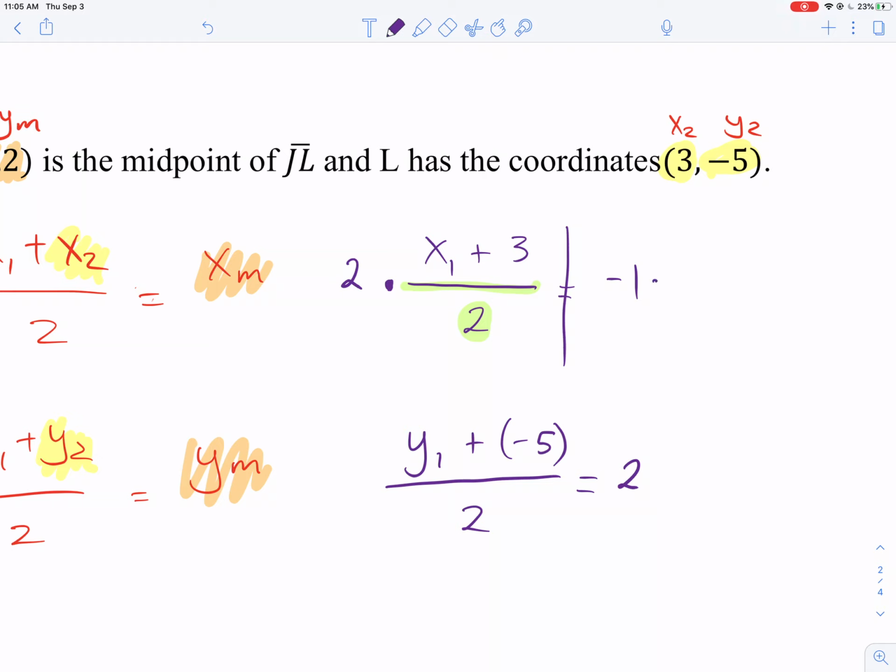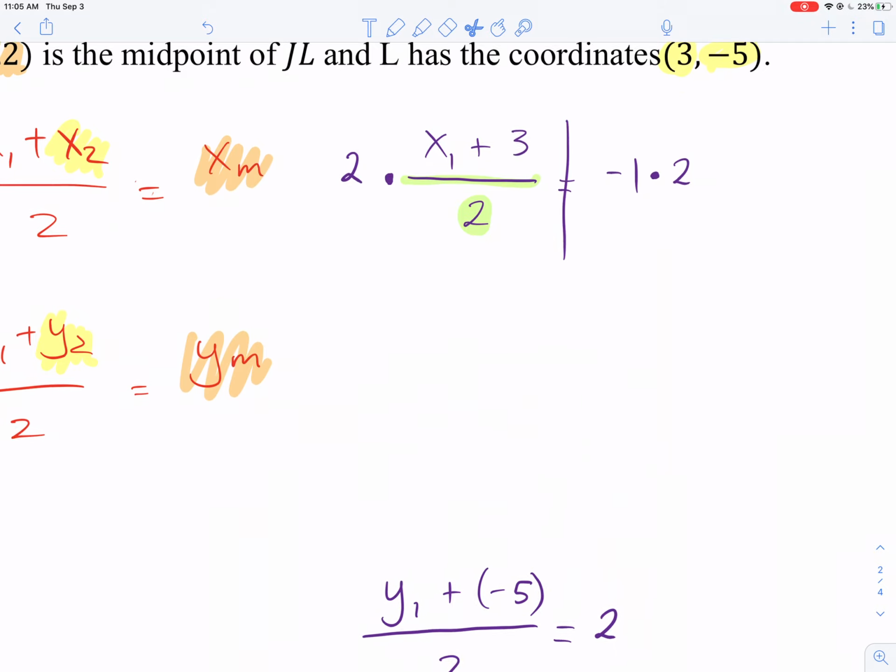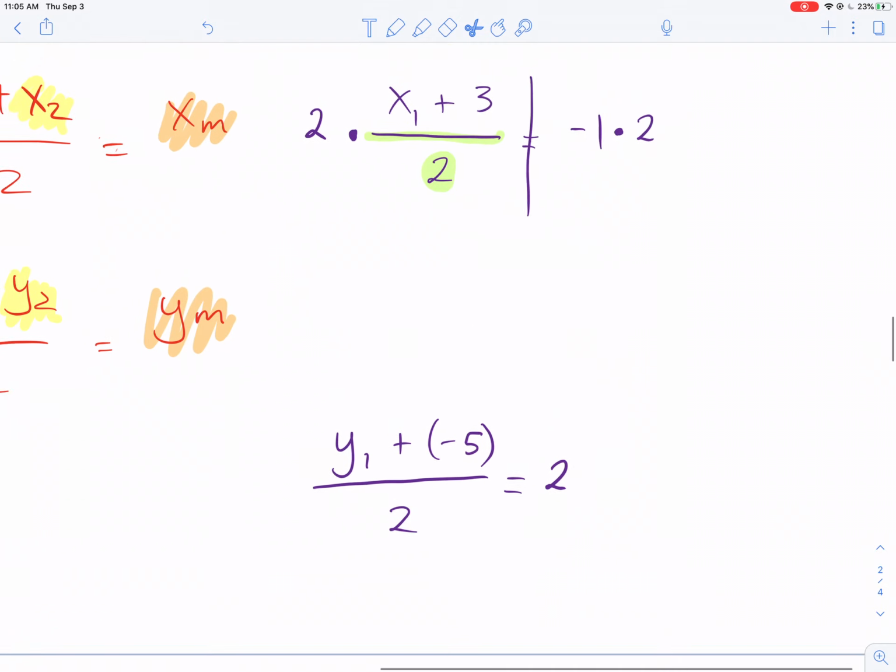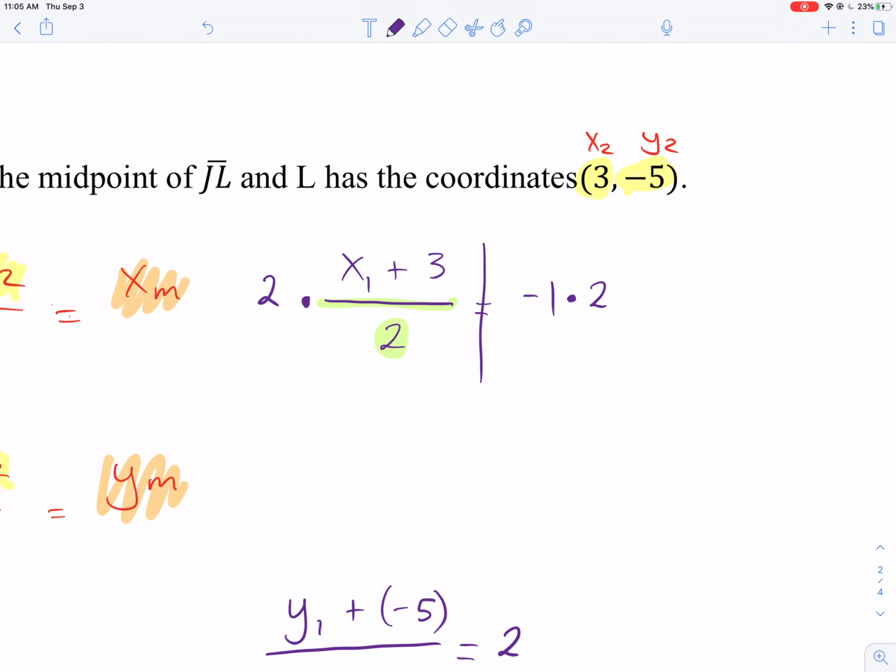But what I do to one side, I have to do to the other side. Okay? So we'll do one at a time. I'll do the x's first, and then we'll do the y's. Give ourselves a little bit of space. Okay, so this 2 cancels with this 2. I end up with x1 plus 3 equals -2. Now we look at it and we're like, oh, that's a lot simpler. I'm going to subtract 3 on both sides, and I'm going to get x1 equals -5.